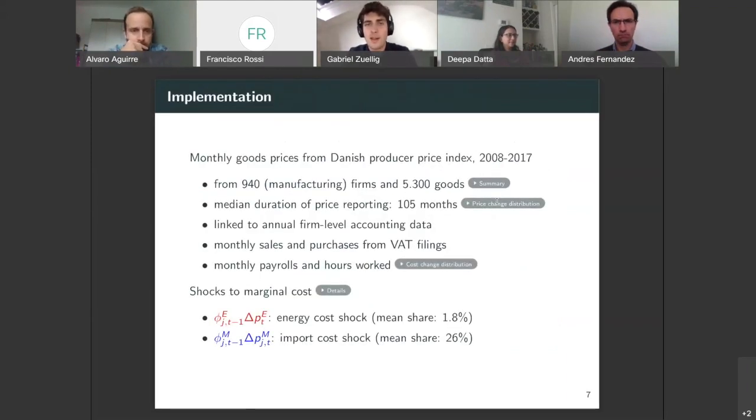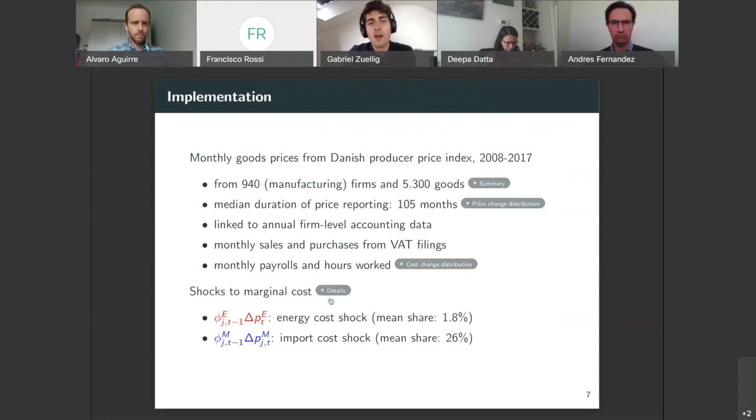So we implement this approach, as I said, on the microdata underlying the Danish PPI. We used a sample from 2008 to 2017, which contains roughly 940, mostly manufacturing firms and more than 5,000 commodities. A nice feature of this data is that we have relatively long uninterrupted spells where we actually observe the price quotes. So this really allows us to track price setting decisions at a very granular level of those firms. And we link this data to a rich set of firm level cost information. For example, purchases from VAT filings or also monthly payrolls for those firms.